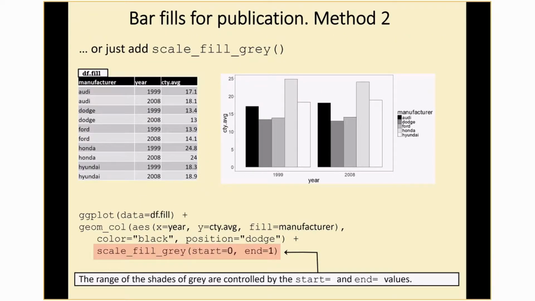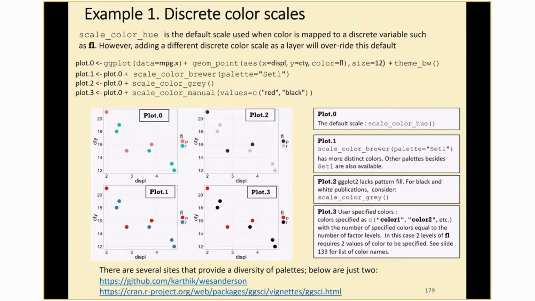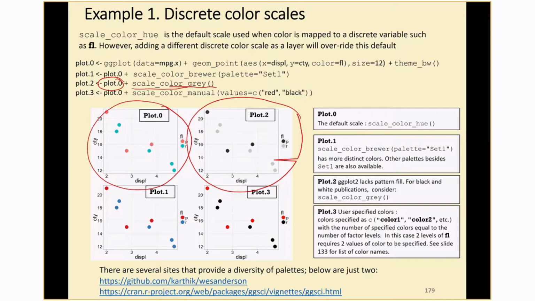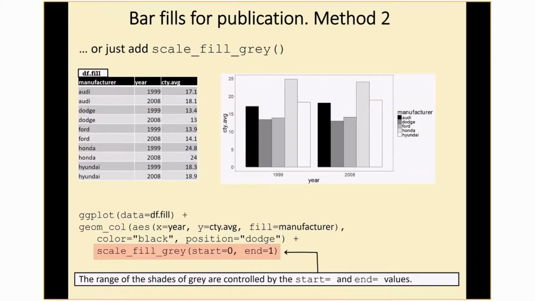There's an alternative way that I could have prepared this plot for a black and white publication, and we got some hint of that in an earlier slide. This one. So remember we had our plot 0. We said, okay, for a black and white publication, we might want something like plot 2. And the way we made plot 2 was to start off with plot 0 and add scale color gray. That's what we're going to do here.